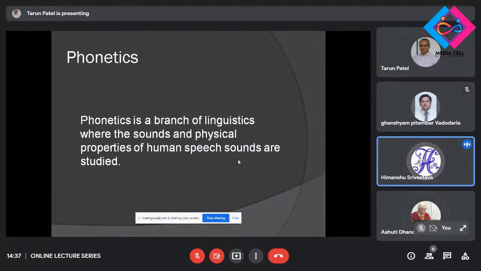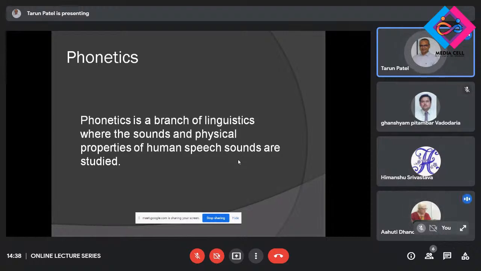Now, phonetics, as we know, is a branch of linguistics where the sounds and physical properties of human speech sounds are studied. So basically, we have those 26 alphabets in English, right? But as our respected principal sir was just pointing out, for example, the spelling of the word psychology begins with P, right? You might have observed that we say tsunami, but the spelling begins with T.